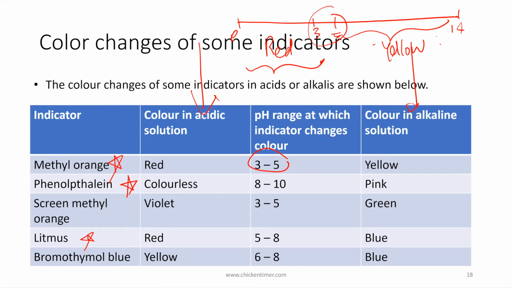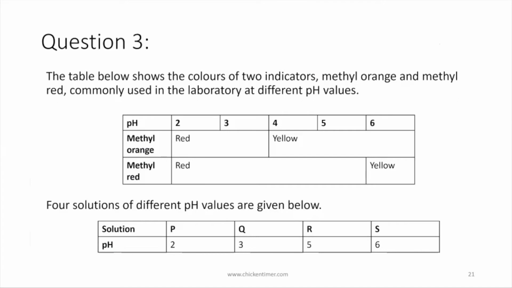So then phenolphthalein, you also can draw the same chart, and then it will show you that the color change is later, beyond the pH 7. So every one of them has their own pH range where they change color. So I have a question here.